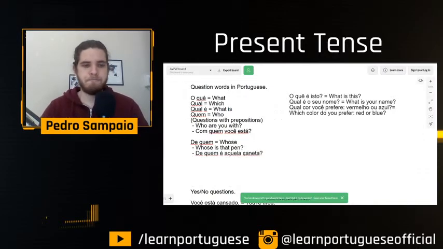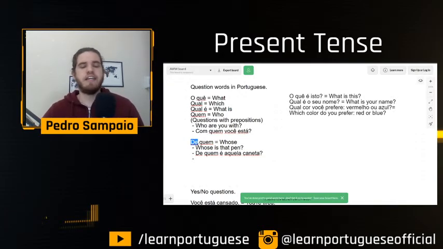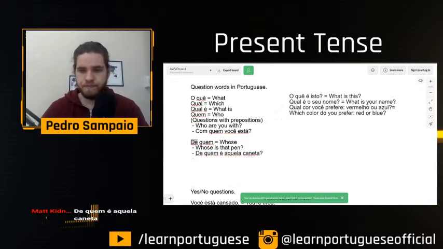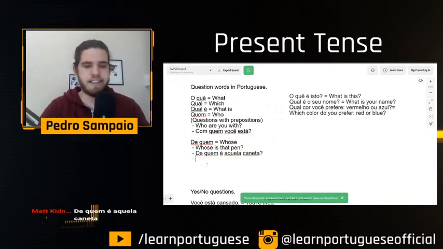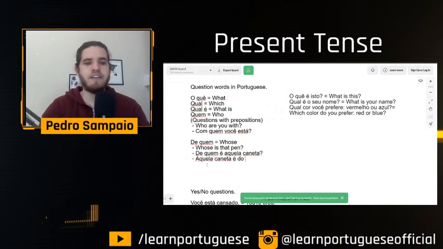Right? And of course, for the answer, we're going to use the same preposition, and this is a little trick for you. If you use the preposition for the question, you have to use it for the answer, and vice versa. If you use it for the answer, you need to use it for the question as well. Right, Matt said "de quem é aquela caneta," the same. Pretty good. So let's say the answer, that pen is Pedro's. So "aquela caneta é do Pedro."